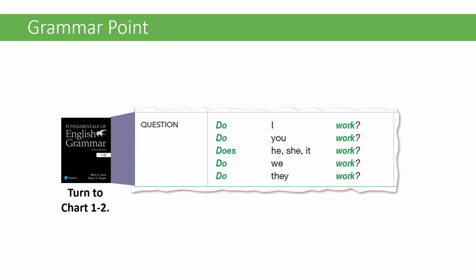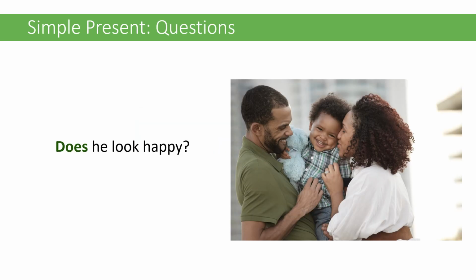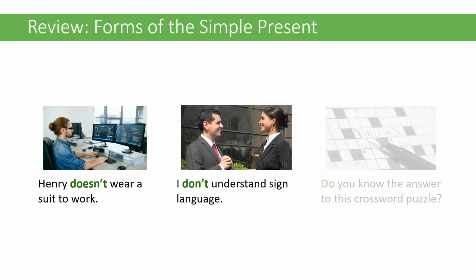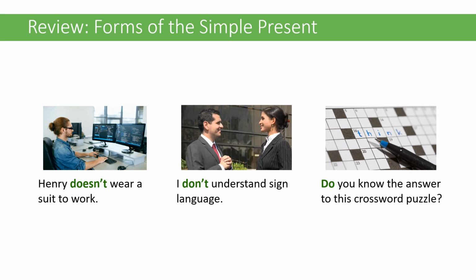So let's look at some examples. Does he look happy? Yes, he does. Do you know the answer to this crossword puzzle? Now let's review. To form the simple present, we add S to the third person singular statements. For negative statements, use do not or does not before the main verb. For yes or no questions, begin the question with do or does. Then add the subject and the main verb.